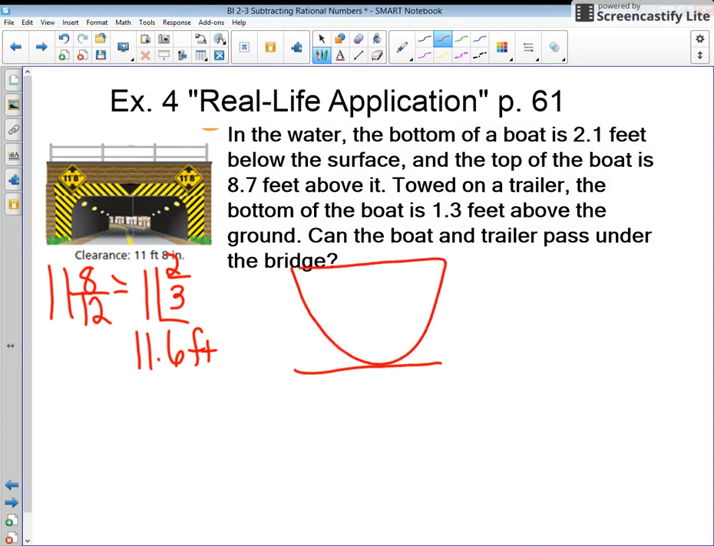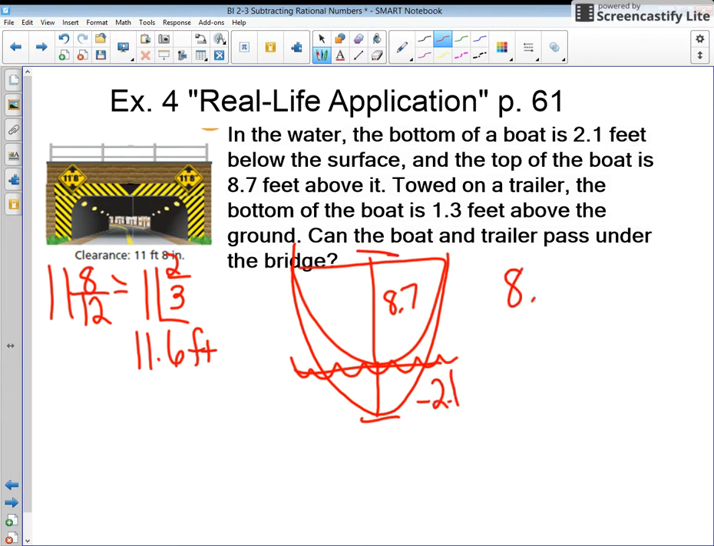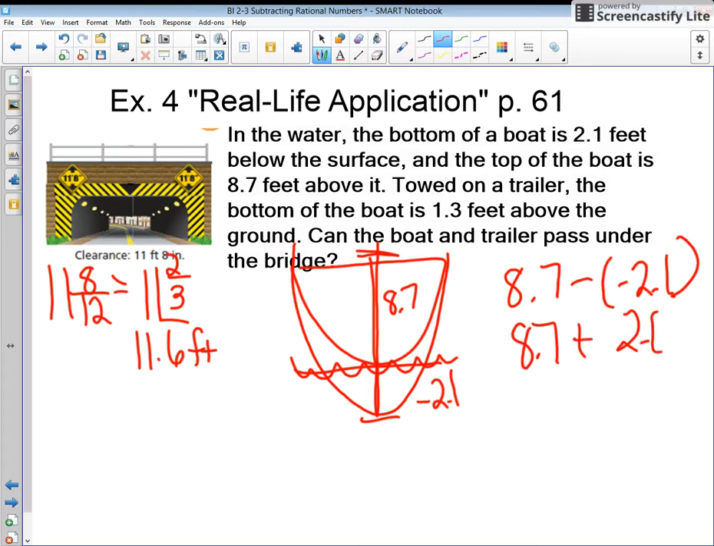So here's my boat. I'm just going to do a quick drawing. From here to here is 8.7. And in the water, pretend this is water, there is 2 feet. There's a better drawing of the boat that's below the water, so it floats. So that's negative 2.1. The total height from top to bottom is 8.7 minus negative 2.1. Keep the first number the same and add the opposite. That becomes 10.8 feet tall for the height of the boat.